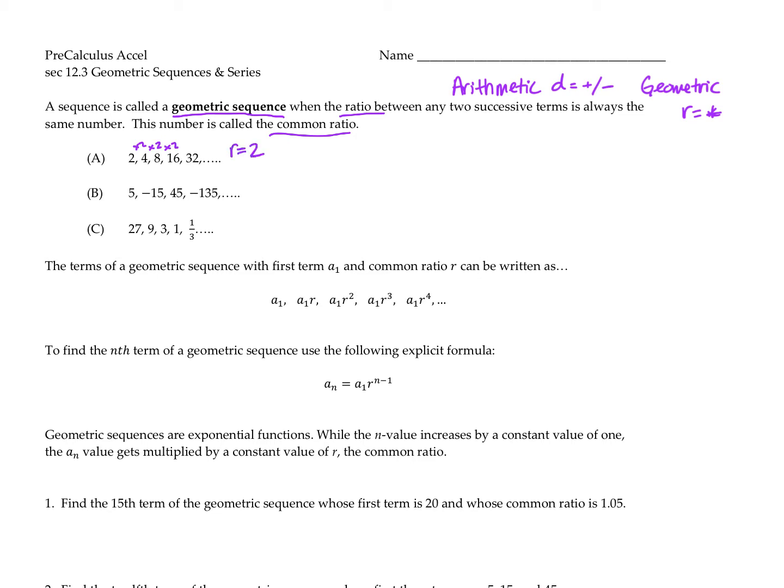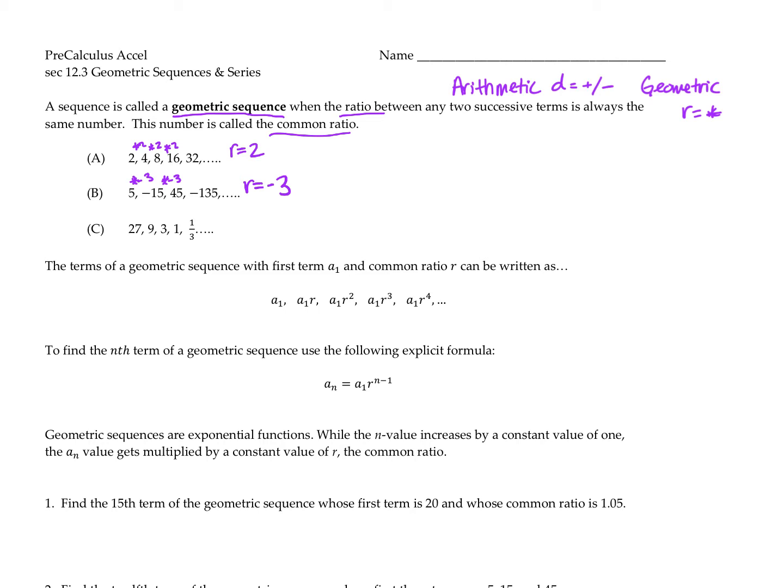Now in B, it's a little bit harder, but if I just look at the numbers, 5, 15, 45, I'm multiplying by 3. Then if you notice, they're alternating positive and negative. So actually what's happening is I'm multiplying by negative 3 to get negative 15, and then I multiply by negative 3 again to get positive 45. So my common ratio is, these look like multiplication instead of x's. So my common ratio is going to be negative 3.